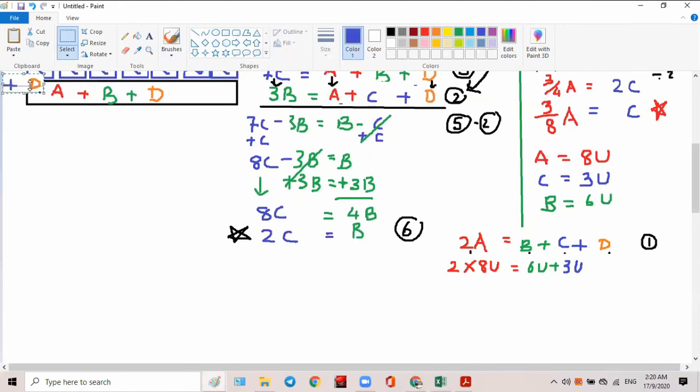Okay, so that we can put it over the total, so plus D. Yes, there you go. So let's try to do the equation now. Totally, what we have here would be 16 units, would be equal to, if you combine these two, 9 units plus D.